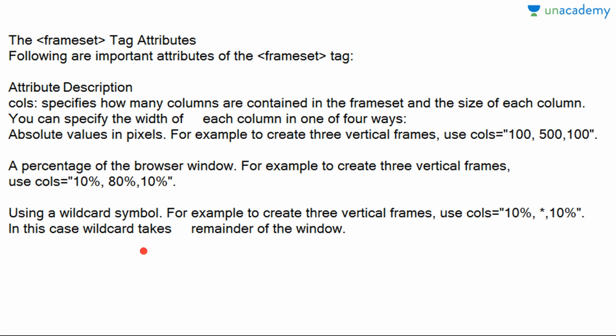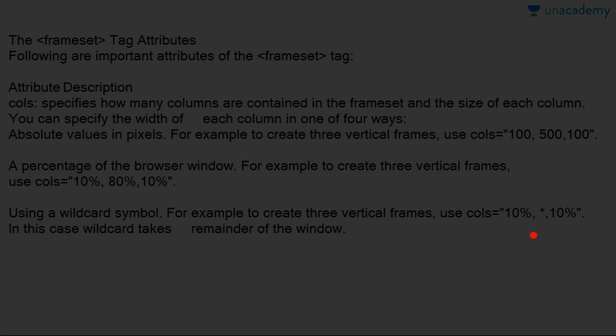Or a wildcard symbol, that was the asterisk I was talking about, for the left over space. Like if you are defining 10% and 10%, whatever percentage is left will be covered by the middle one. So we use cols equals to 10%, comma asterisk, comma 10%. So obviously it will cover the remaining 80% in the middle. So this is the use of the wildcard symbol.